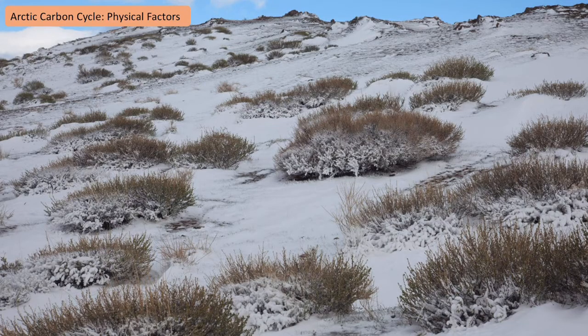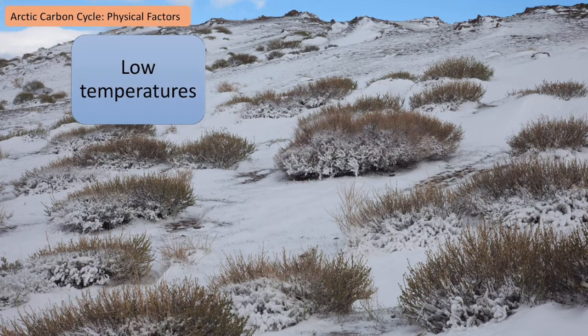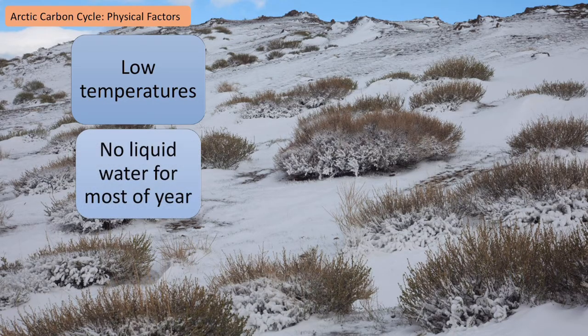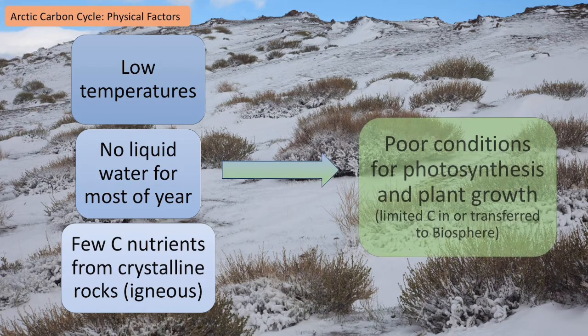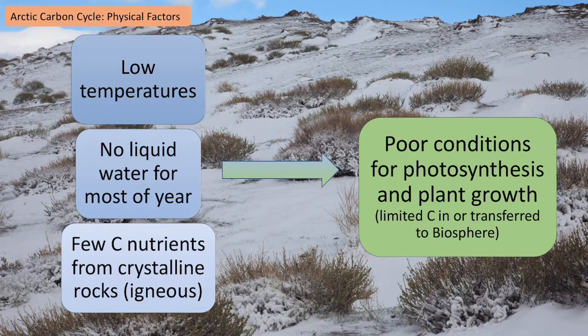So when we talked about the water cycle, we talked about the fact that it had very low temperatures, and we talked about the idea that there is not much liquid water for most of the year. Well, these physical factors are incredibly relevant to the carbon cycle. If we add in the fact that most of the tundra is on this large crystalline igneous rock, we talked about the Precambrian Canadian shield, there are very few nutrients that come from that because it doesn't break down. And so because of all these three conditions, we find that there is very limited photosynthesis and plant growth.